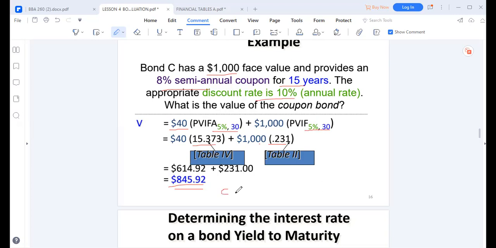So the current yield, therefore, will simply be 40 over 845 times 100.